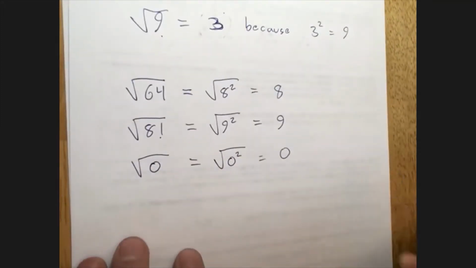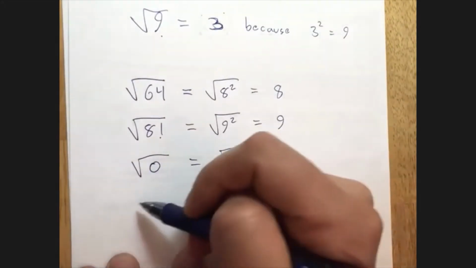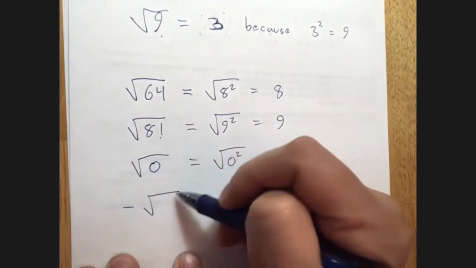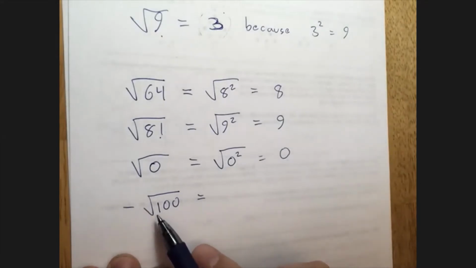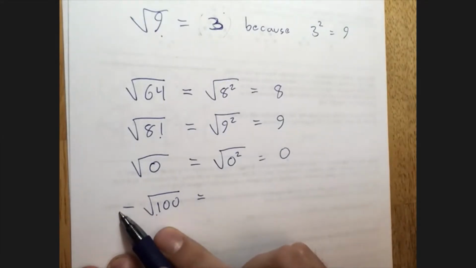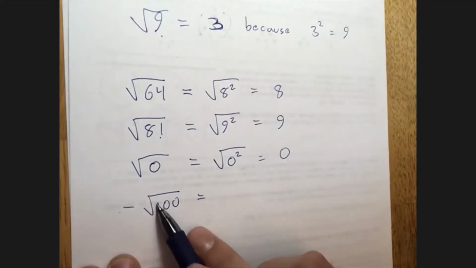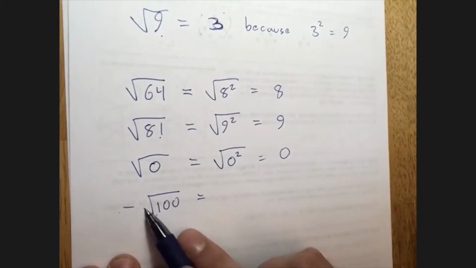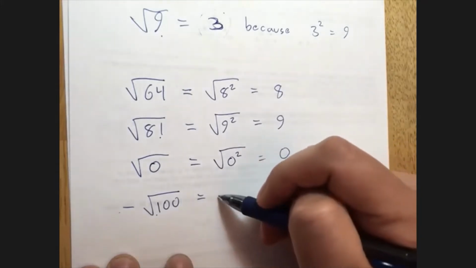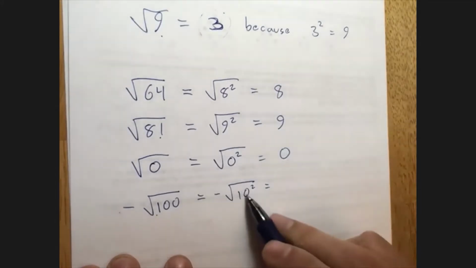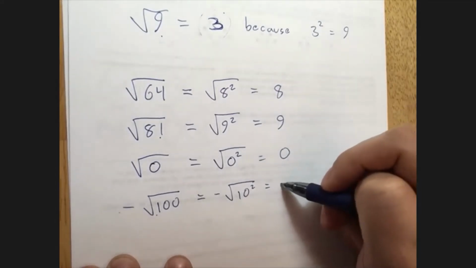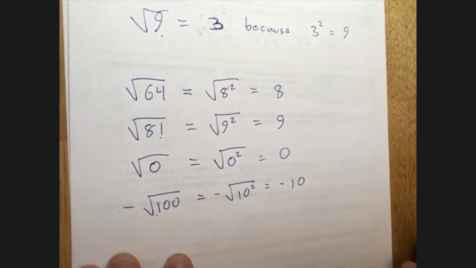And we can do some other things. We can throw in some negative signs. So if you do negative root 100, here what I'm doing is taking the square root of 100 and then taking the negative of it. The first thing that the number 100 sees here is the square root. So that's the first thing I do. So 100 is 10 squared, and the square root of 10 squared is 10. Right? So this is negative 10.